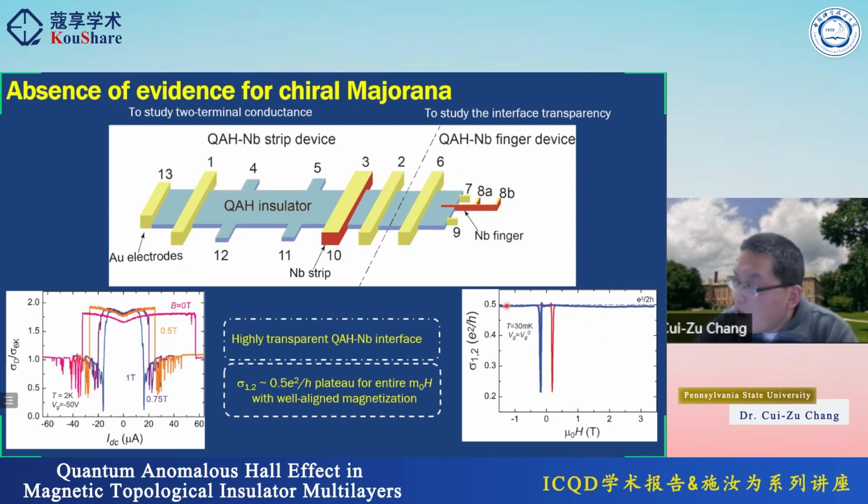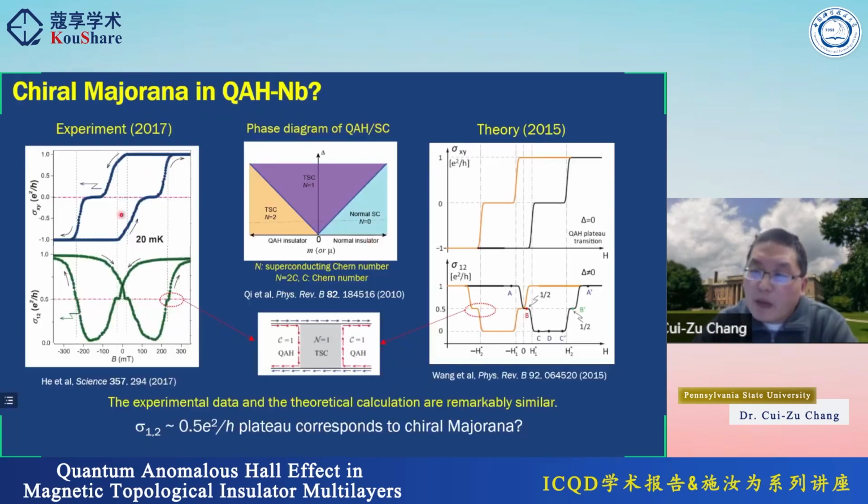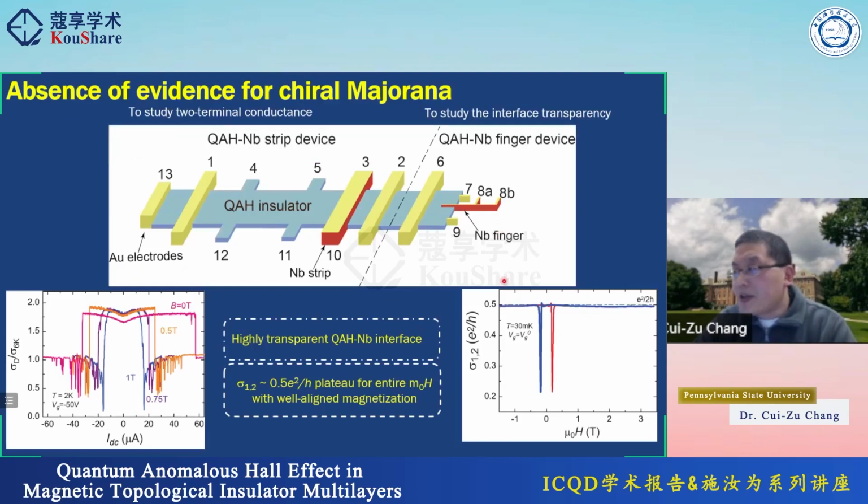Here we can see that the two-terminal resistance shows the e squared over 2h conductance, except in the 2h/e regime. This data is definitely different from the prior experiment and also different from the theoretical prediction. So from this result, we ask whether this half quantized plateau is related to the formation of the chiral Majorana.